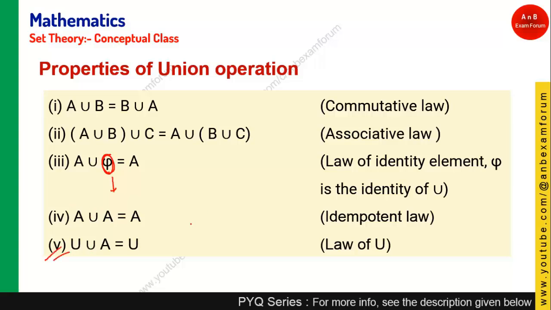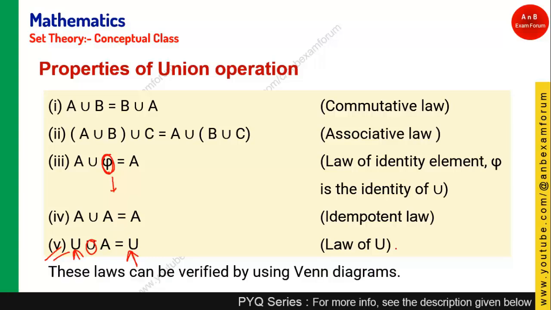If you take the union with the universal set, obviously the universal set is bigger than the proper set, so the result after the union will be the universal set. This is called the law of the universal set. Okay, and this law, as I told you, can be verified with the help of a Venn diagram.